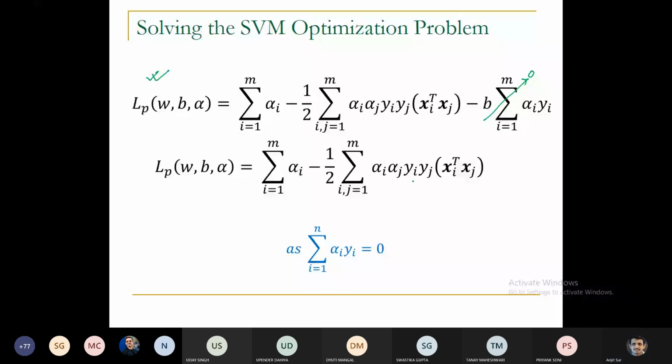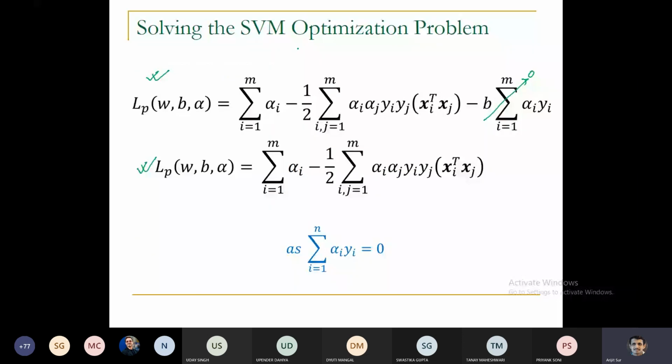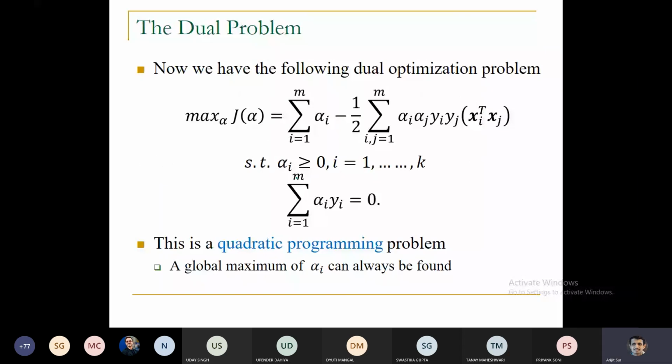Okay. So this is basically our Lagrange formulation. Now we have to put in our dual formulation. This was the primal formulation. What is the dual form of this? Now we have to follow the dual optimization problem: maximize over alpha of J(alpha), so that alpha is greater than or equal to 0, and the summation of alpha_i y_i is equal to 0. So this is a quadratic programming problem. So this is our dual problem.